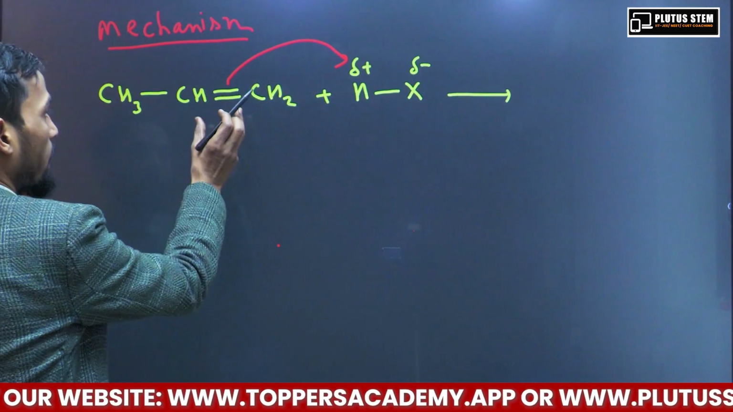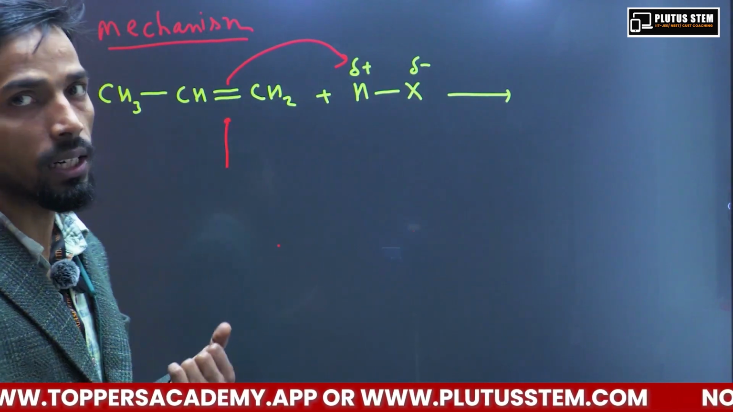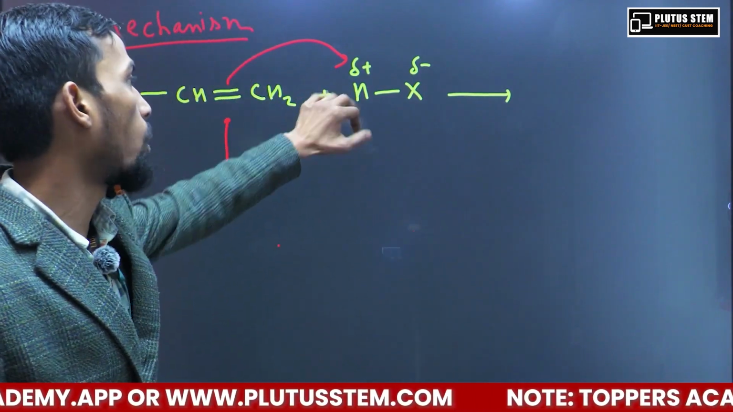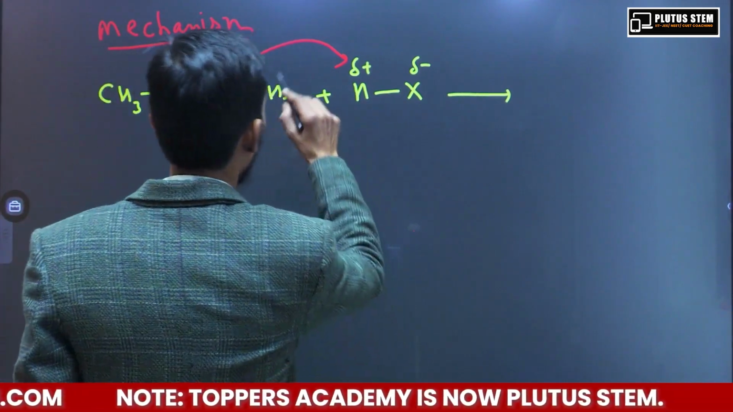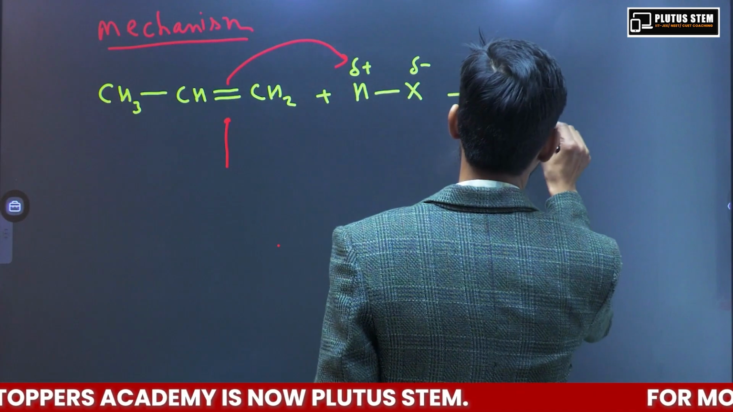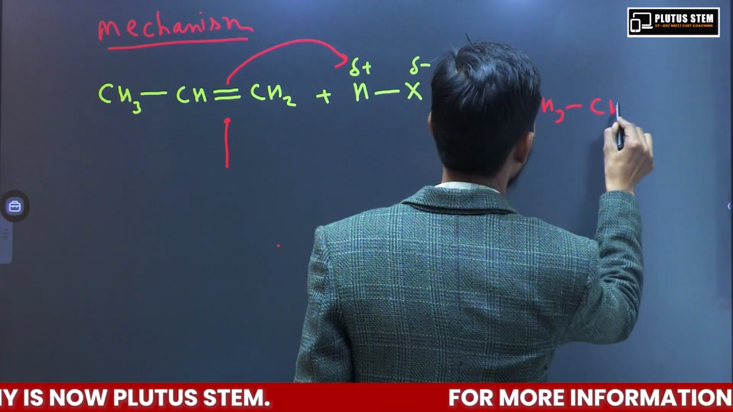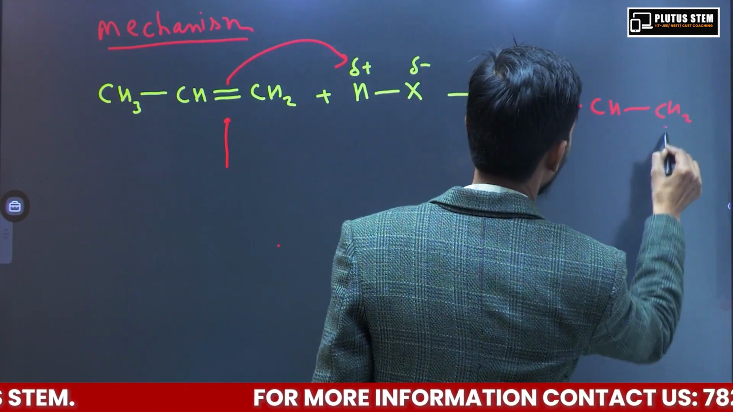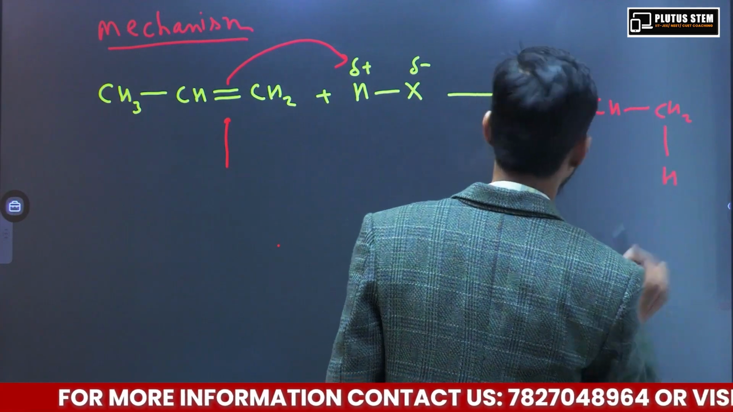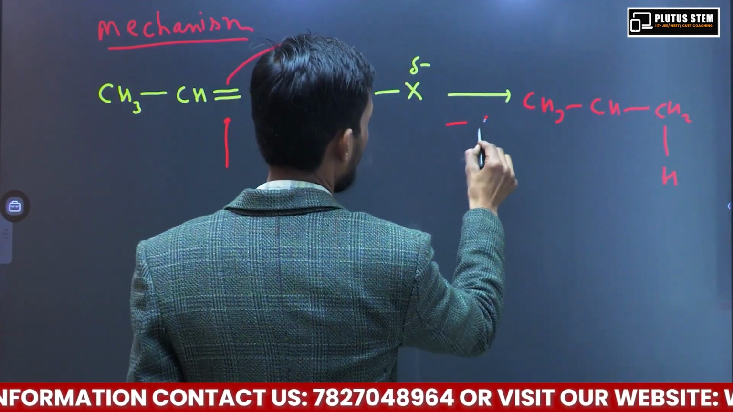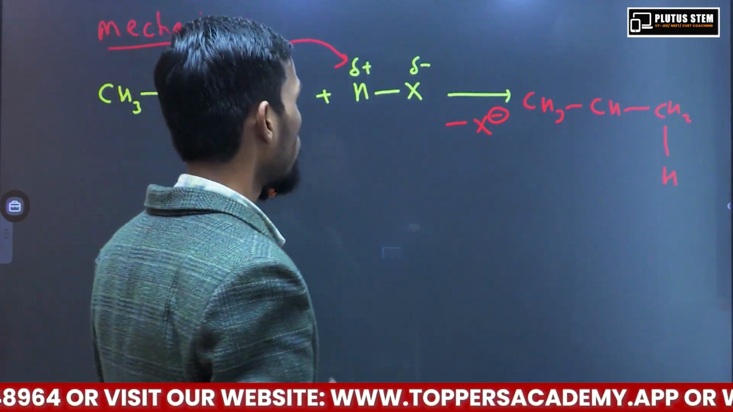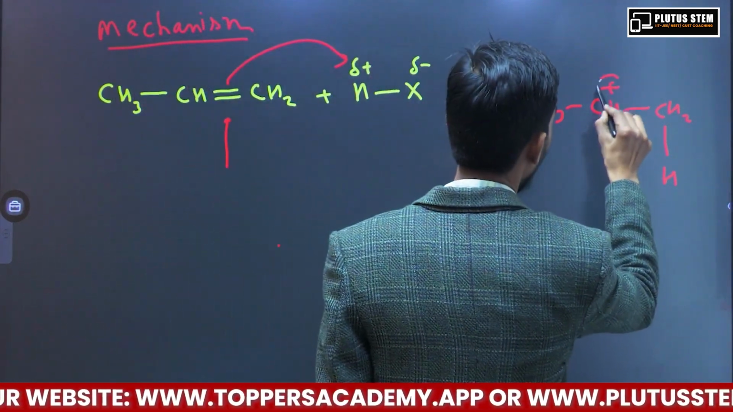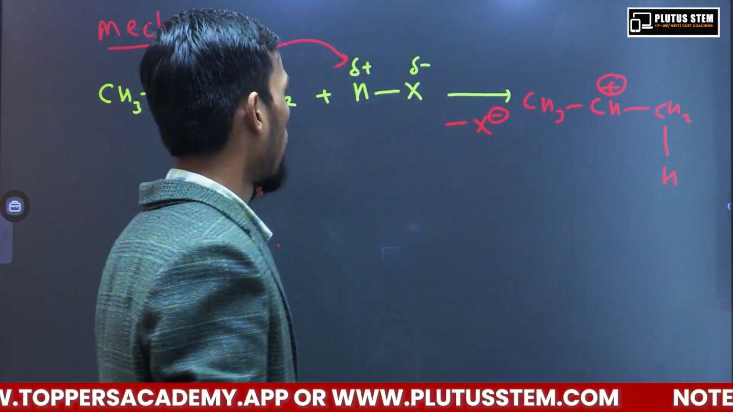So what do you expect? It already has some electrons within itself, so it will attack at the H positive part of this reagent. So it will have a possibility like this: CH3, single bond CH, single bond CH2, H, and this minus X will leave out over here. Clear or not? So we are going to have a positive charge at this center.